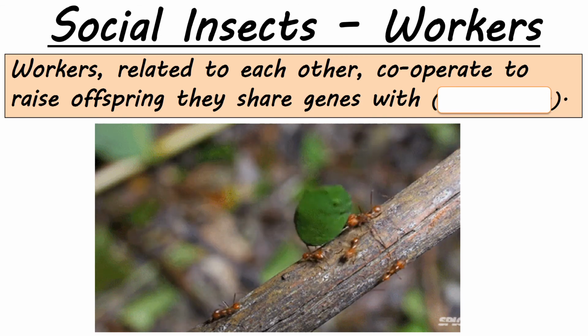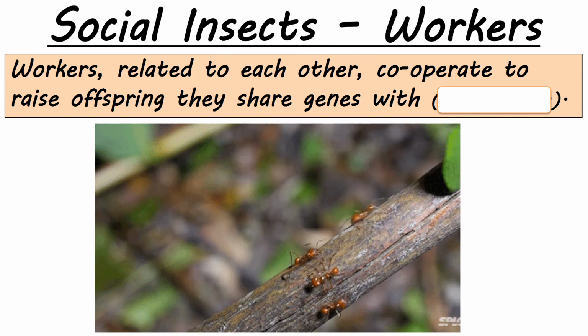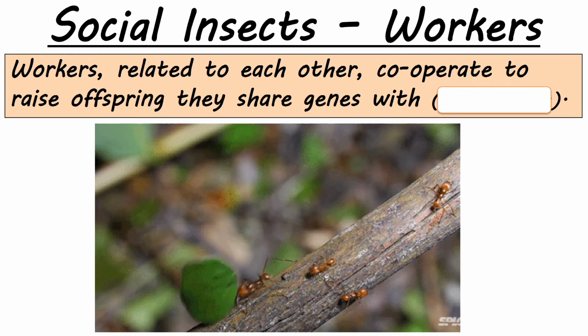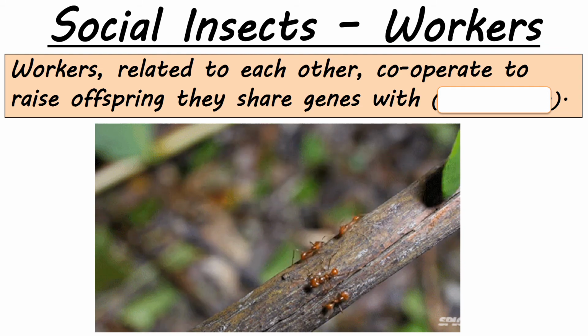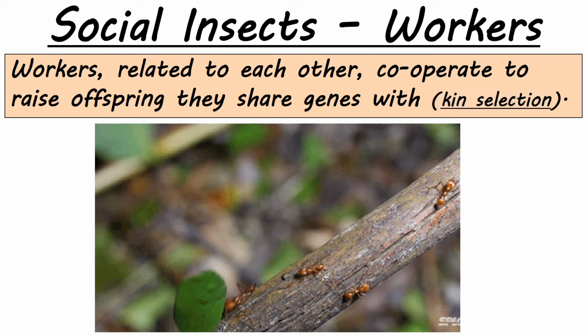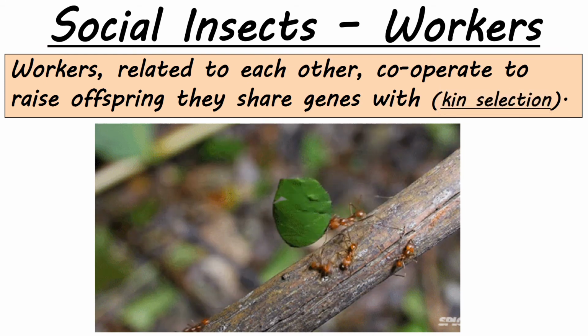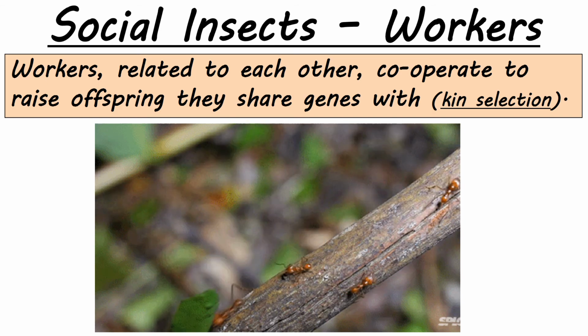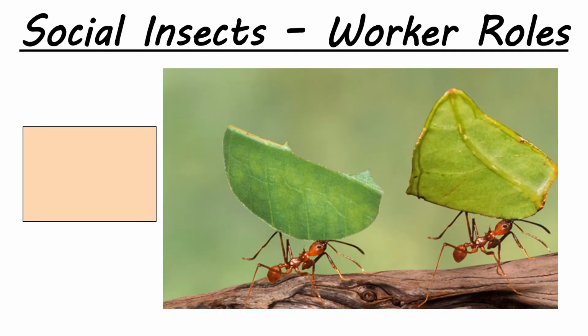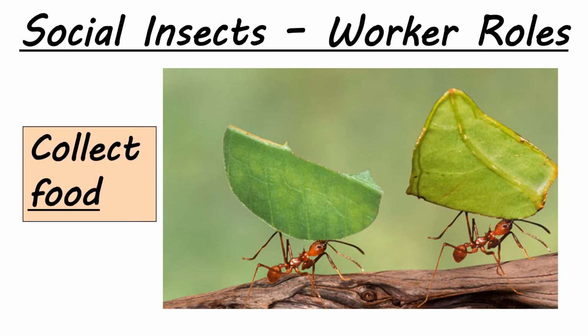But you should know what this is. We talked about it before. If you're helping somebody that's related to you, because you share genes with them and they are more likely to be passed on, that's called kin selection. So that's the reason why you have these worker ants and wasps and so on. So what do they do? First of all, collect food. There's your leafcutter ants.